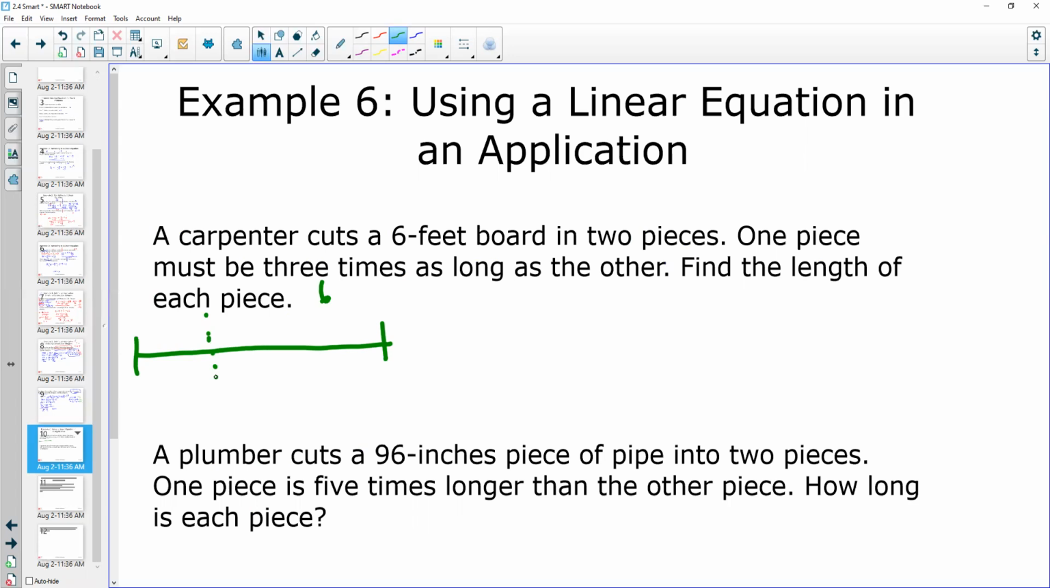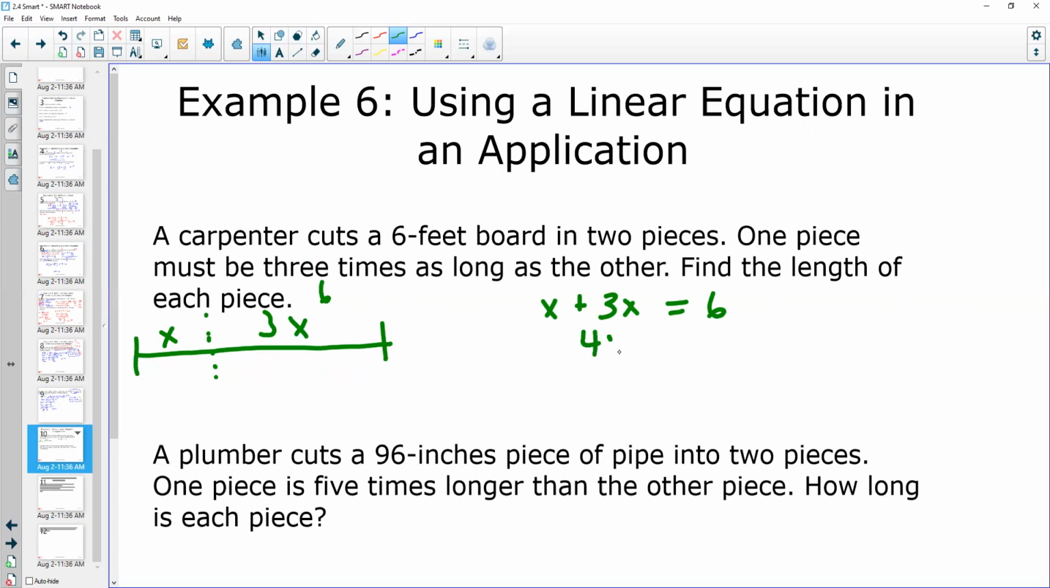I know one of the pieces is 3 times as long as the other. So I don't know the little one, I'm going to call that X. That's the short piece. And then the long piece is 3 times longer, so 3 times X. Well, I know that those 2 pieces together have to be 6 feet long, right? I take a 6-foot board, I cut it into 2 pieces, I put it back together, it's still 6 feet, as long as I didn't do anything really weird. So to solve the equation, I can do x plus 3x has got to equal 6.